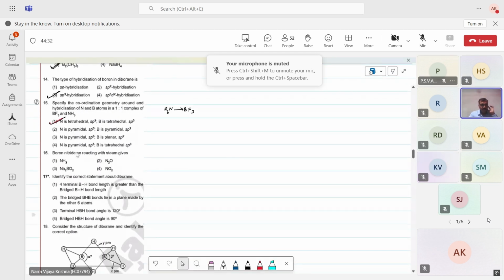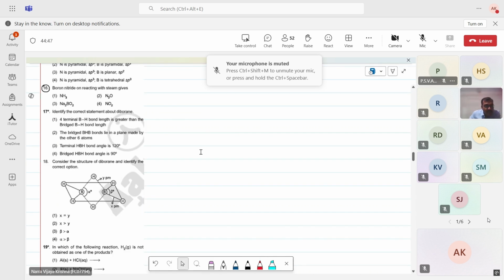So this I have not completed here. Boron nitride on reaction with steam gives... this part we have not done. Whether 17 is done? 4 terminal, yes? Option 3. Terminal BH bond angle is 120. What about bridged BH, the HBH bond angle? 97. Correct. So this is correct. Next.